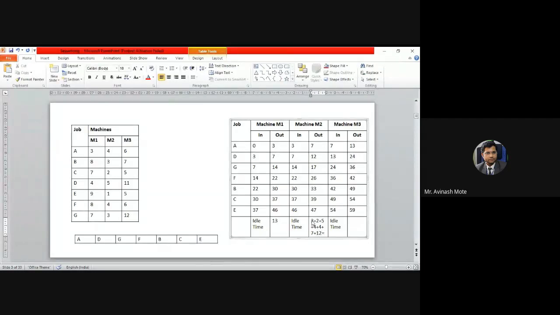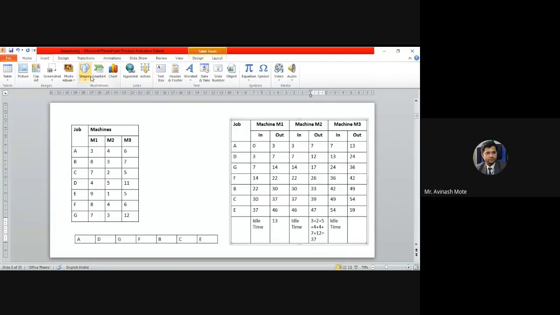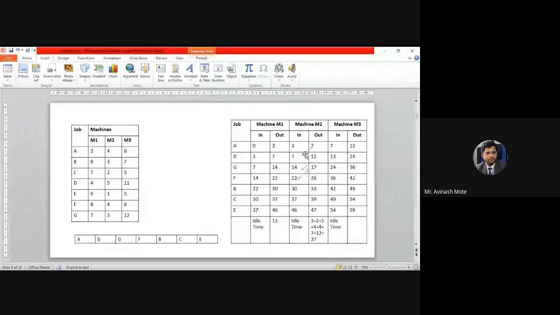So what is the answer? 3, 2, 5, 5, 10, 10, 8, 18, 7, 25 plus 12. 39 or 37? 37, right. Check it once again. This crossing, I will just show you right away. Look here, this crossing, this crossing, this way.